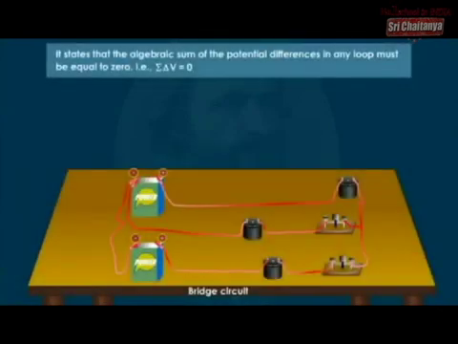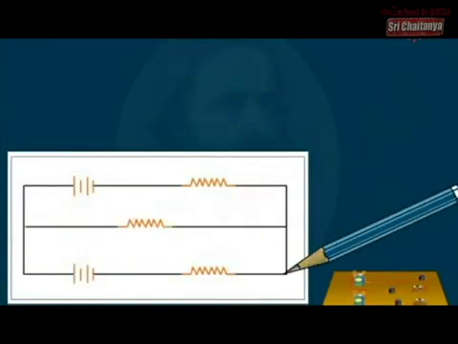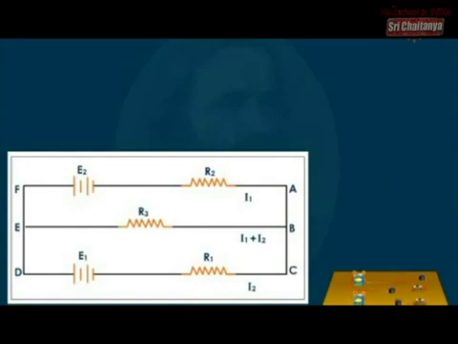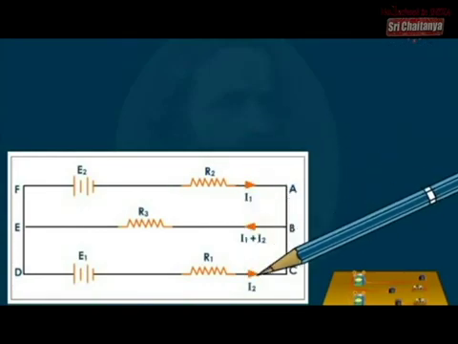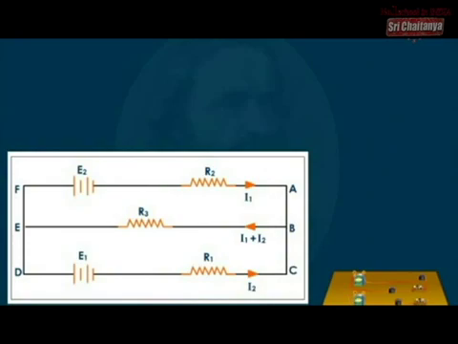Kirchhoff's second law. It states that the algebraic sum of the potential differences in any loop must be equal to 0. That is, the sum of the EMF of the sources of energy in the circuit and the potential drop across the resistive elements is equal to 0. Let us see how the loop rule is used to solve the given bridge circuit. First, draw a circuit diagram to represent the circuit. Mark the direction of flow of current through each branch of the circuit. Then apply the sign convention.